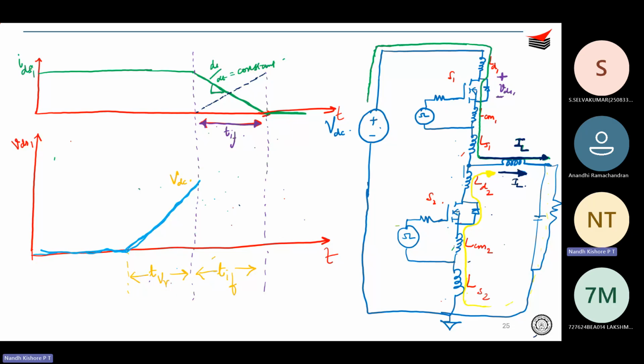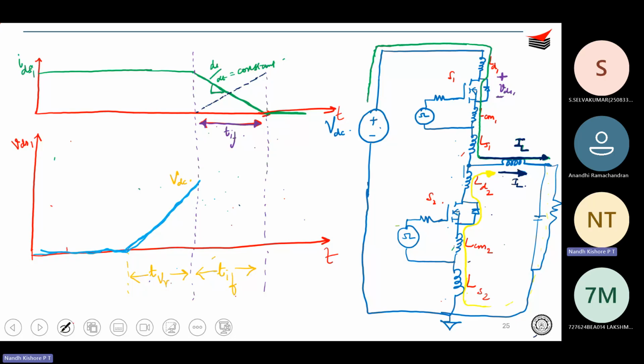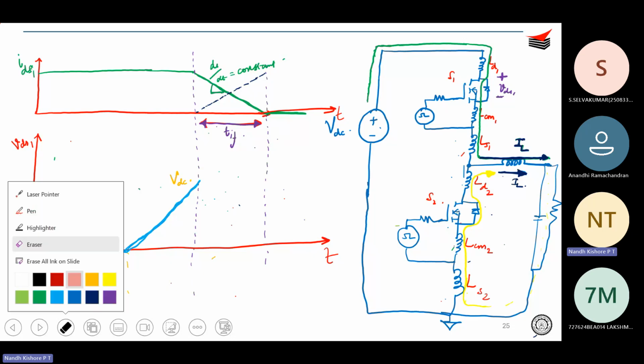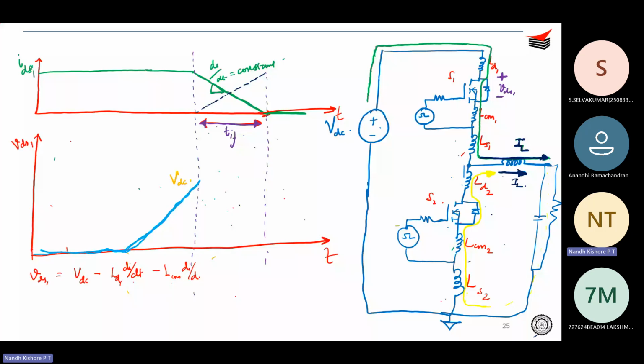Correct. So your VDS1 would be... where do I write? Okay, just a second. I'll erase these off, and we can write it over here. So VDS1 can be written as VDC minus LD1 di by dt minus LCM di by dt minus LS1 di by dt.